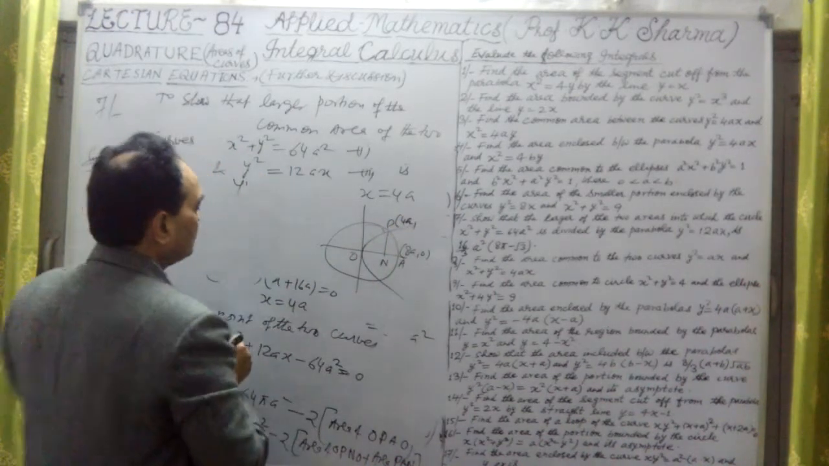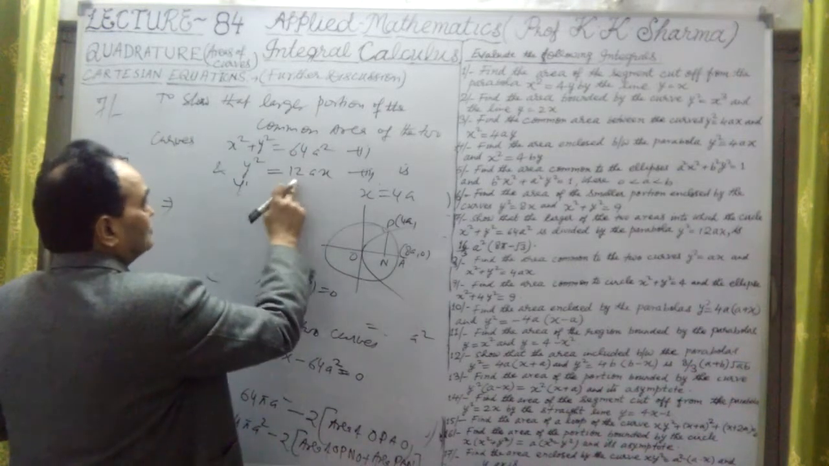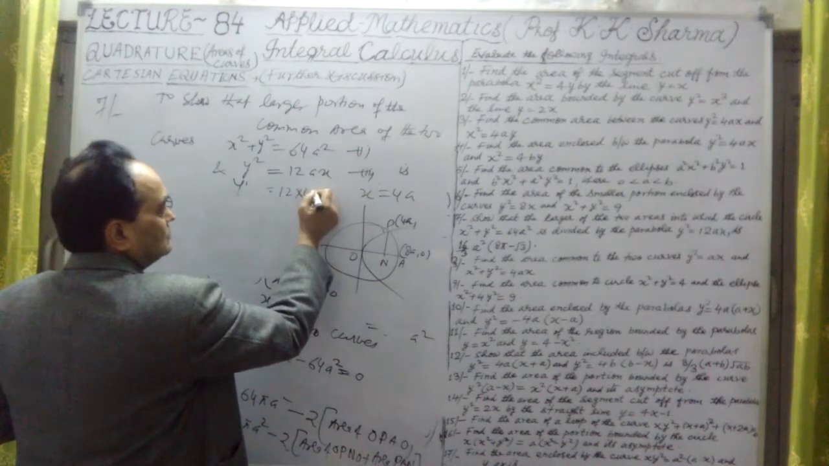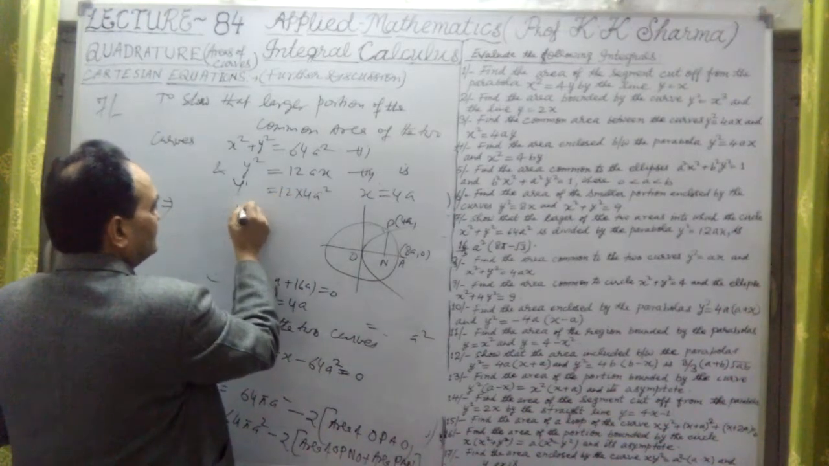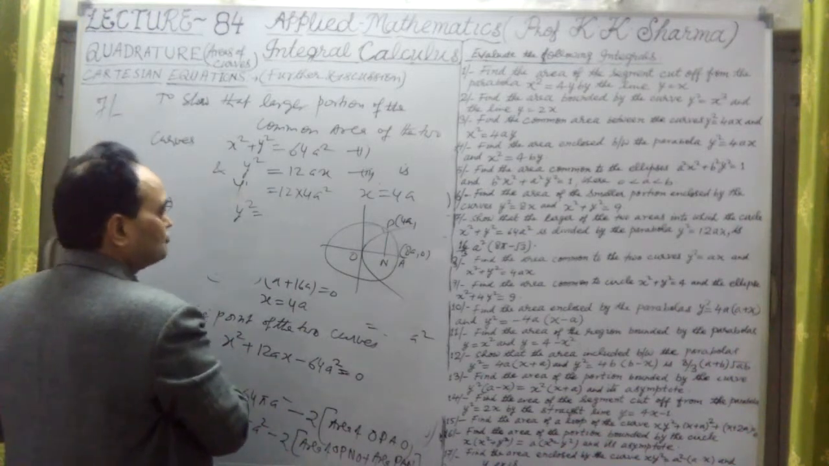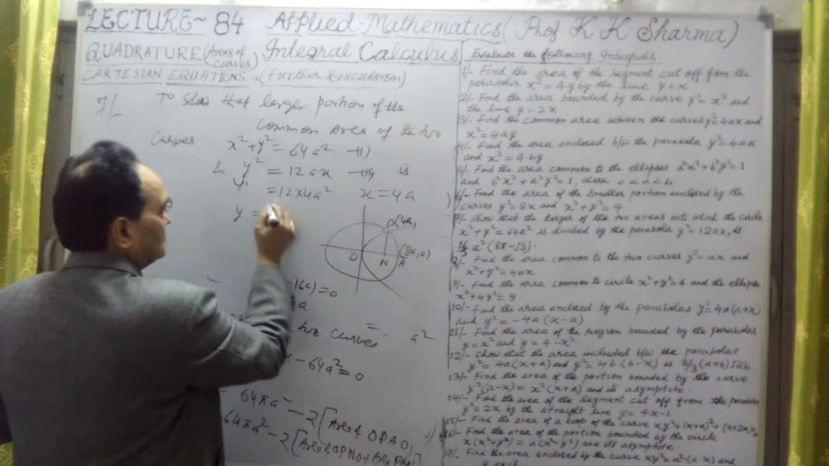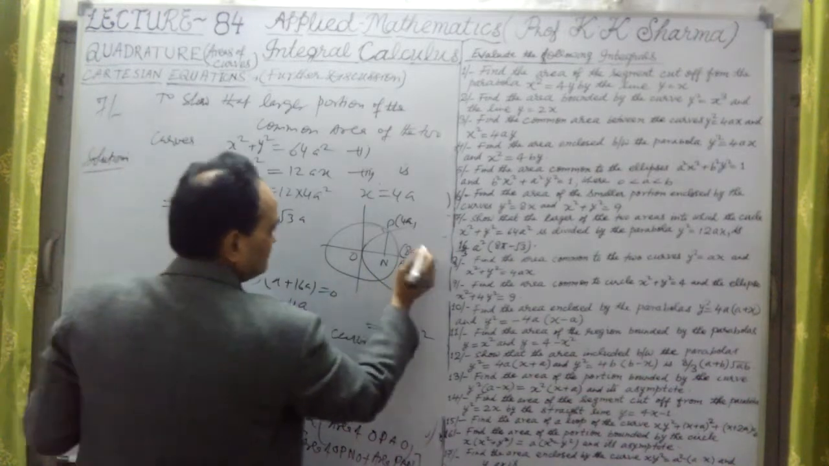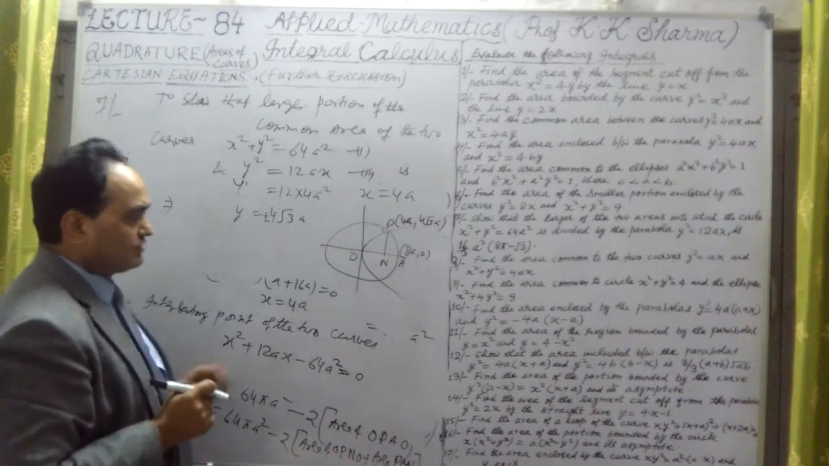What is the y coordinate? We can calculate it from this. If I substitute x equal to 4a here, it will be 12 into 4 into a square. 12 times 4 is 48, so y square equals 48a square. The square root gives y equal to plus or minus 4 under root 3a. No need of that, because the y coordinate is not required here.